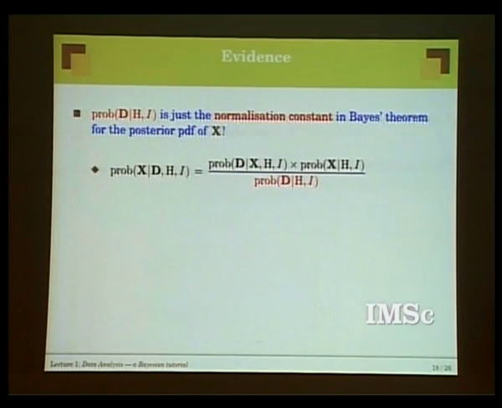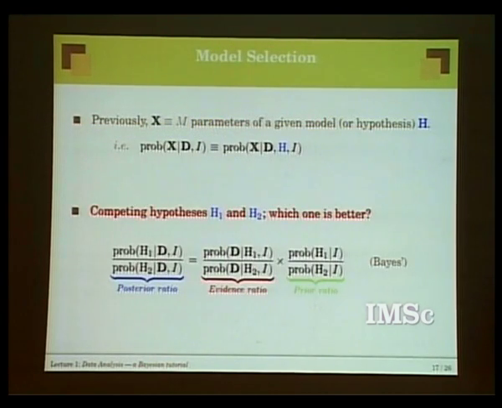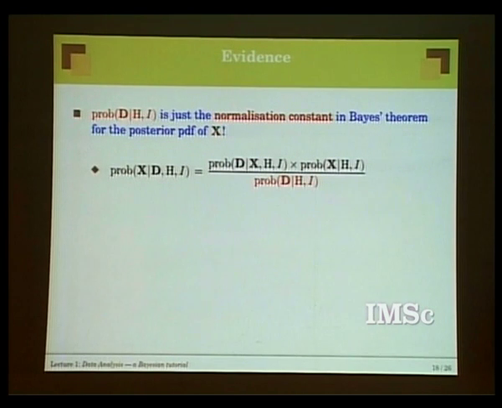I should say this term here, the one we want, which is the probability of data given hypothesis and not given the values of X, is not a new term. It's the normalization term in Bayes' theorem, the one we picked up in the parameter problem and got away with ignoring, but now we want it.